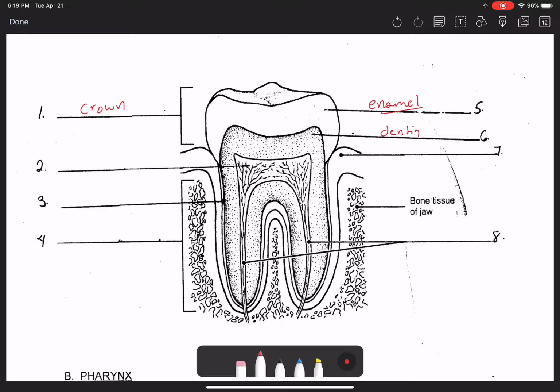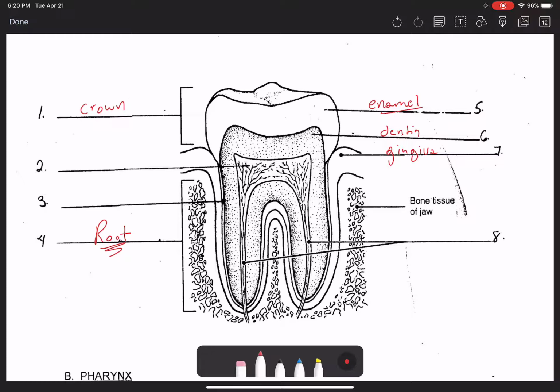into the part of the tooth that's located, embedded within the jaw, within and below the gum line, and that is the root of the tooth. So number 4 here is the root of the tooth. This is the part you can't see, the part embedded within the jaw and within the gums or gingiva. Speaking of the gums or gingiva, number 7 represents the gingiva. This is the pink mucosa that surrounds our teeth and coats our jaws.